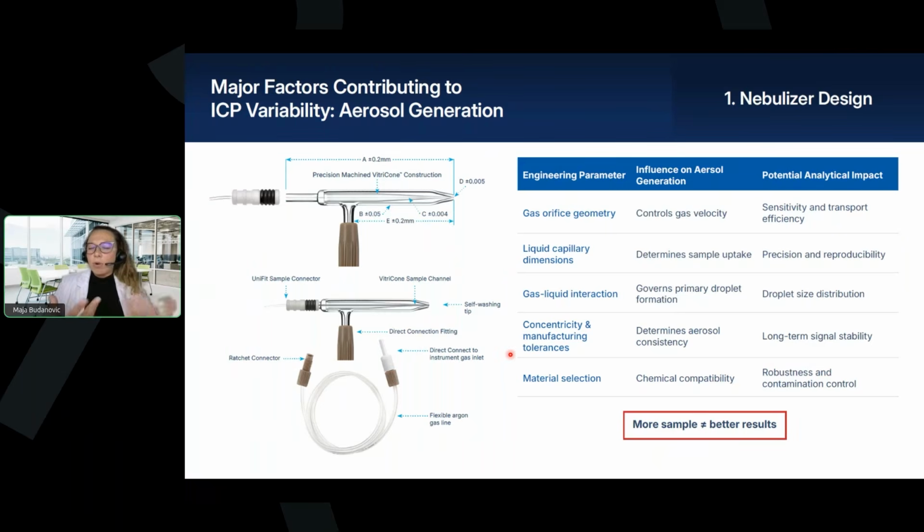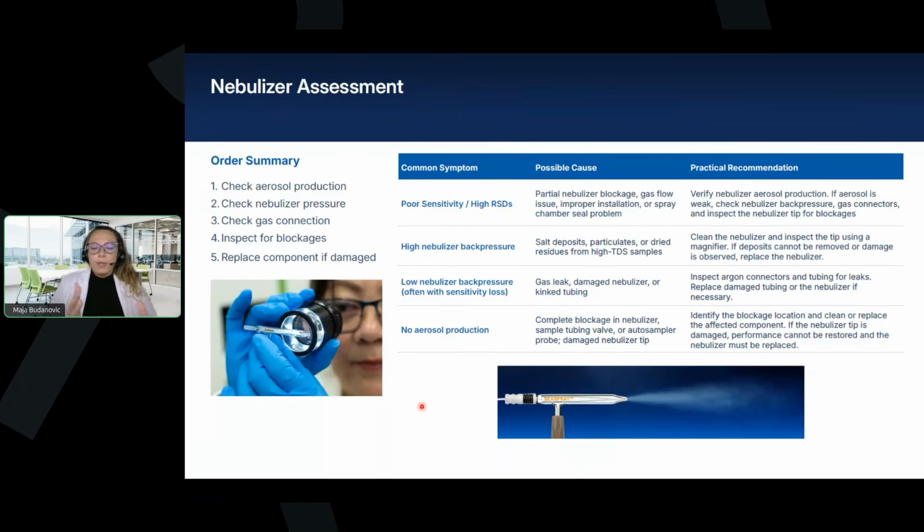And another often overlooked factor is the manufacturing consistency. Very small differences in concentricity or the capillary alignment can change the aerosol characteristics. And this is why the manufacturing tolerances, some of which you can see here for our nebulizers, are critical for long-term reproducibility. And lastly, of course, your material selection also matters because it influences the chemical resistance, contamination risk, and the operational lifetime.